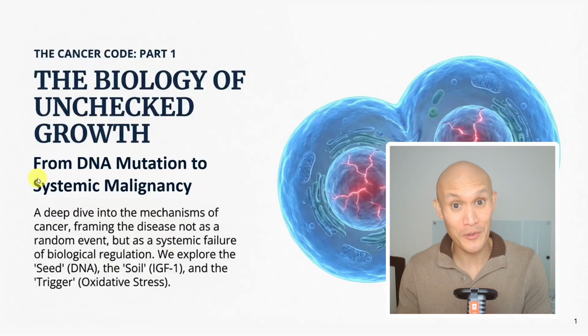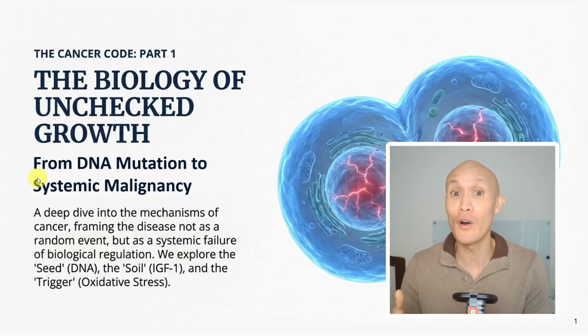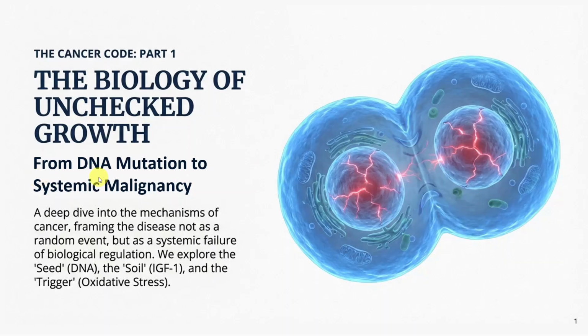Why do your cells rebel? Well, the biology of DNA, cancer, and the optimization trap involves unchecked growth. From DNA mutation to systemic malignancy, this is going to be a deep dive into the mechanisms of cancer, framing the disease not as just some random event, but as a systemic failure of biological regulation. So we'll explore the seed, which is the DNA, the soil, IGF-1, which we'll get into, and the trigger, oxidative stress.